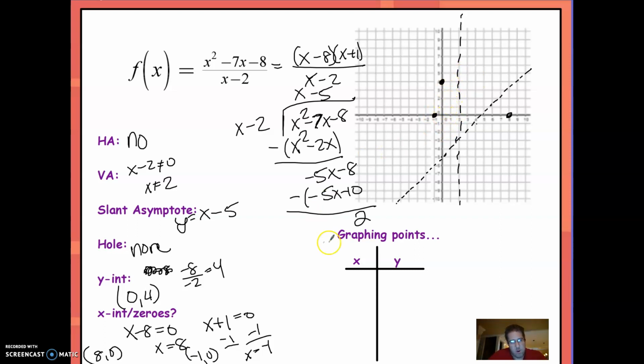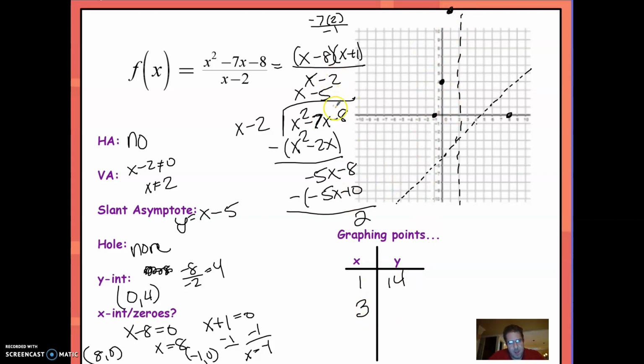Okay, so graphing points. I'm going to take both sides of the vertical asymptote, so both 3 and 1. If I plug those in for x, let's find out what the answer would be. 1 minus 8 gives me negative 7. 1 plus 1 is 2. So negative 7 times 2 over 1 minus 2, which is negative 1. Negative 7 times 2 is negative 14. Negative 14 divided by negative 1 is positive 14. So (1, 14) is going to be way up there.